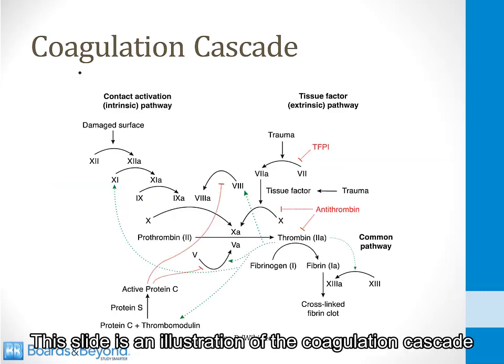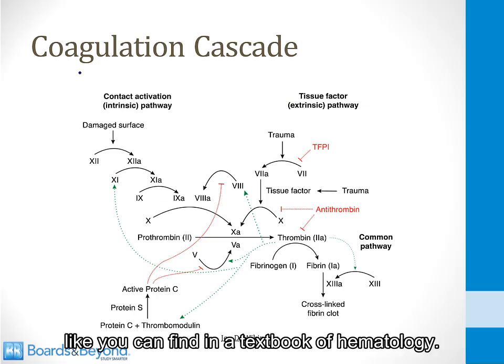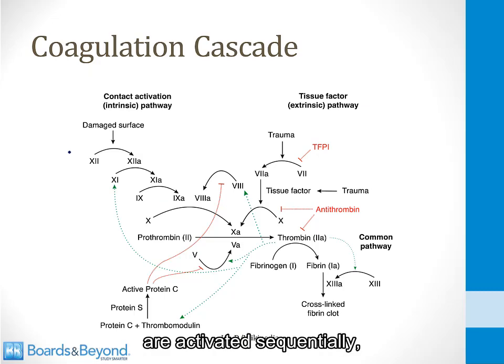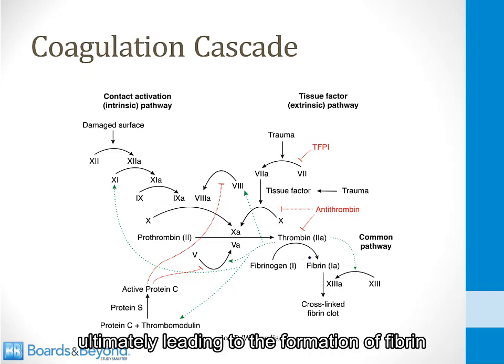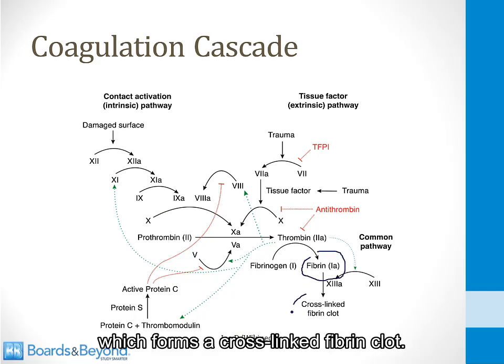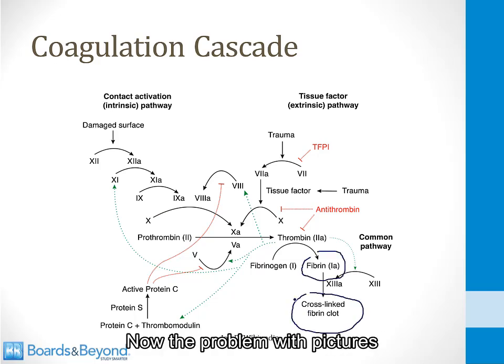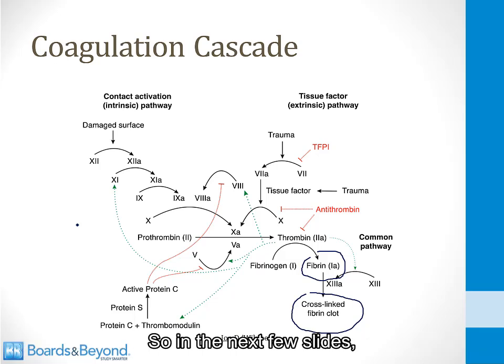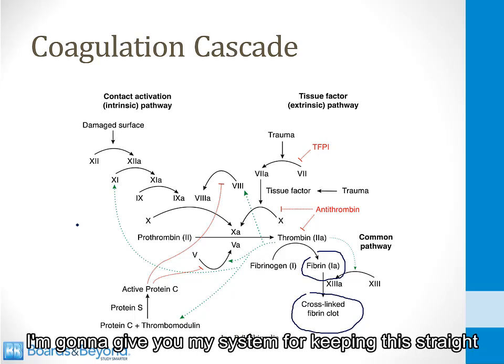This slide is an illustration of the coagulation cascade like you can find in a textbook of hematology. You can see that it shows how the clotting factors are activated sequentially, ultimately leading to the formation of fibrin, which forms a cross-linked fibrin clot. Now, the problem with pictures like the one shown on this slide is that they're very confusing and very hard for medical students to remember. So in the next few slides, I'm going to give you my system for keeping this straight and understanding the most important points.